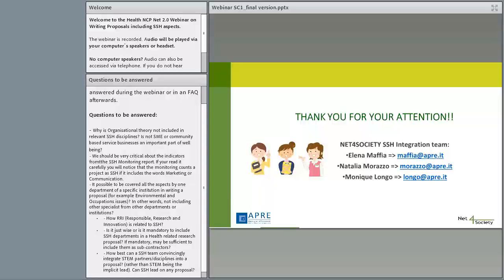Okay, so then one question: how best can an SSH team convincingly integrate STEM partners' disciplines into a proposal, rather than STEM being the implicit lead? Can SSH lead on any proposal?